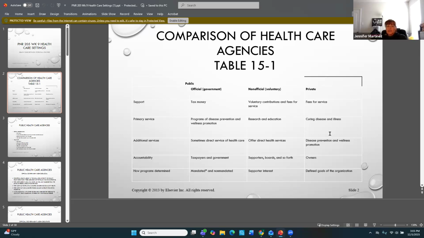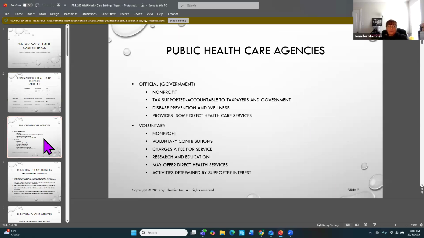Your private organizations are fee for service. They're focused on curing disease and illness, and their additional services may be disease prevention and wellness. They're accountable more to their owners, right? Because they're private organizations. And the programs are determined by the defined goals of the organization. So we'll break this down again a little bit more.